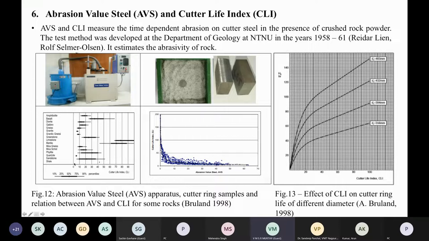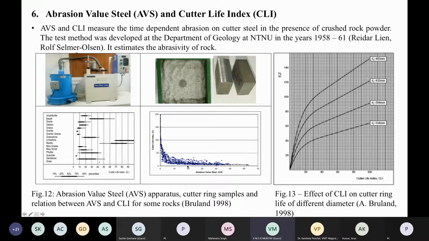If you look at the typical values of different rocks, proposed or worked out by Brolin, you can see how the different rocks have different cutter life index values, and how abrasion value steel on the x-axis has an exponential relation with cutter life index. You can see pretty well in this graph that as abrasion value steel increases beyond 10, there is a very sharp drop in cutter life. That means anything less than 10 is more sensitive compared to more than 10, where it is almost constant.